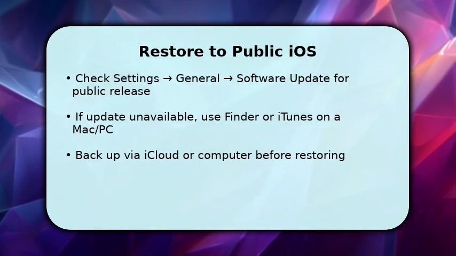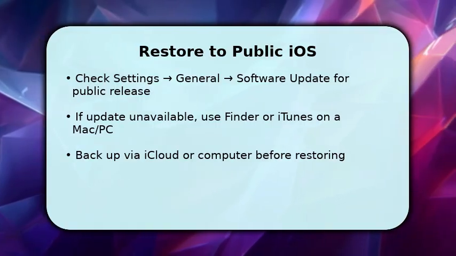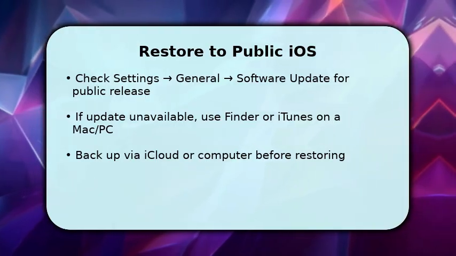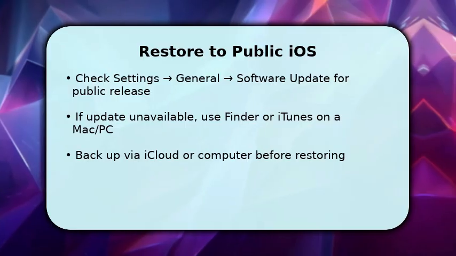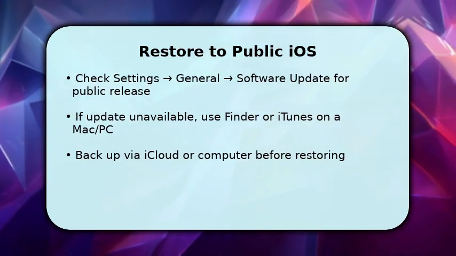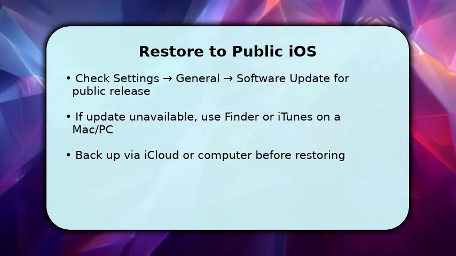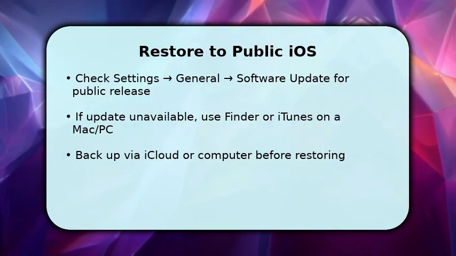After restart, check Settings > General > Software Update. If the public build appears, tap Download and install. If it does not, connect the iPhone to a Mac or PC and use Finder or iTunes to install the latest public firmware. Backups are critical here.